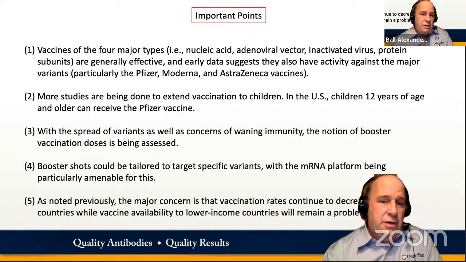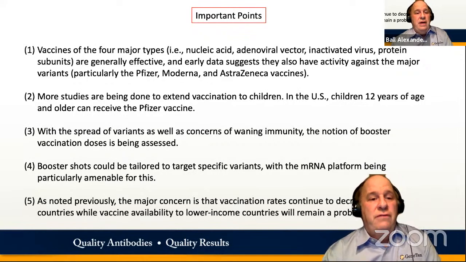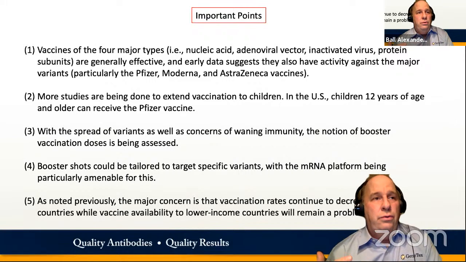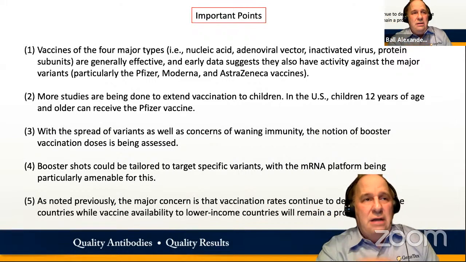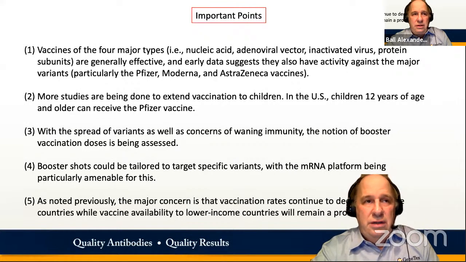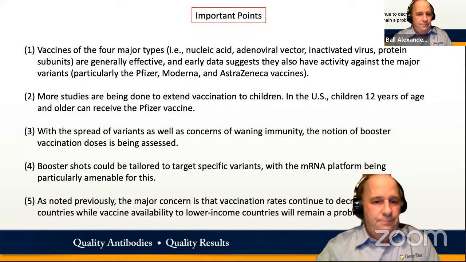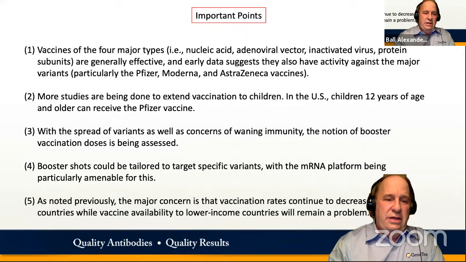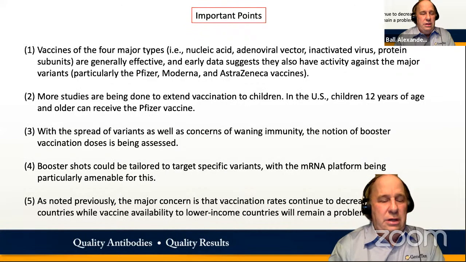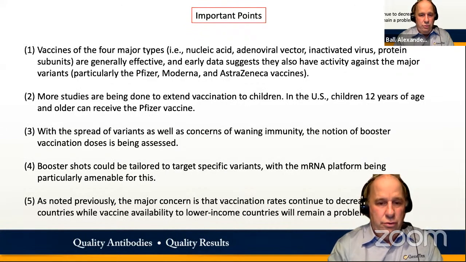With the spread of variants, as well as concerns of waning immunity, the notion of booster vaccination doses is being assessed. So this is ongoing research. There is a thought that at some point, within the next 6 to 12 months, it may be like the influenza vaccine, where one needs a seasonal booster for COVID, and that vaccines may have to be modified to address particularly dangerous variants. And again, the booster shots could be tailored to target the specific variants, with the mRNA platform being particularly beneficial for this approach.